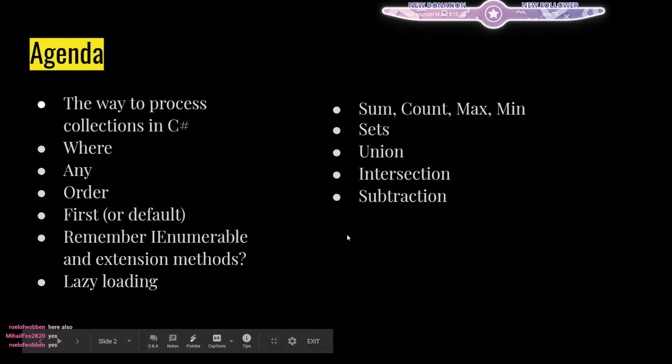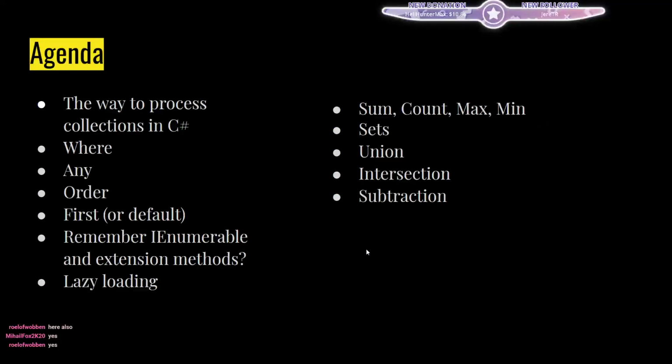Anyways, let's get to it. The purpose of this lesson is to cover how we work with collections in C#. What's the way of querying them? What's the way of filtering them? What's the way of getting a count or adding different checks and so on? So we will learn about methods such as Where, Any, OrderBy, FirstOrDefault. We'll talk about how Enumerable works under the hood. What is lazy loading and what does it do? We'll talk about Sum, Count, Max, Min methods. And lastly, we'll cover set methods, such as Union, Intersection, and subtraction.